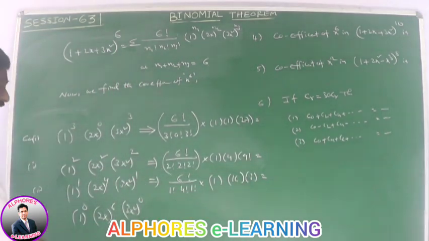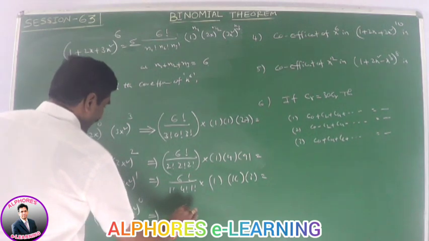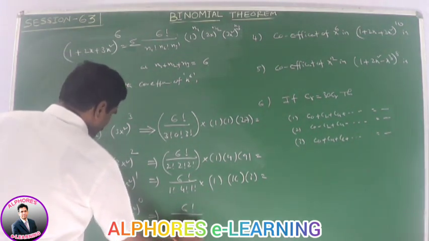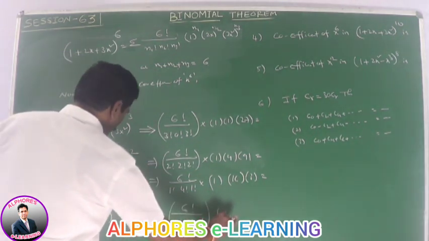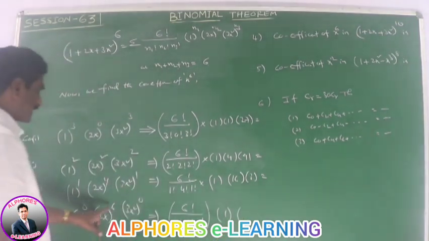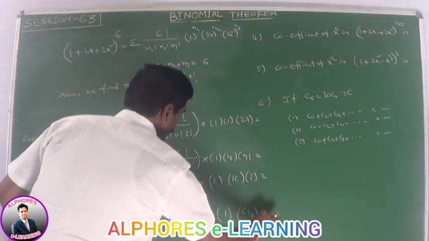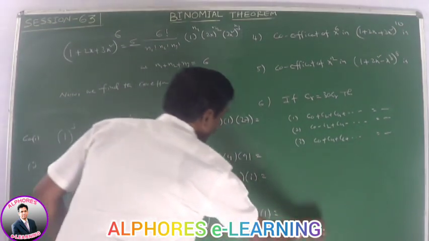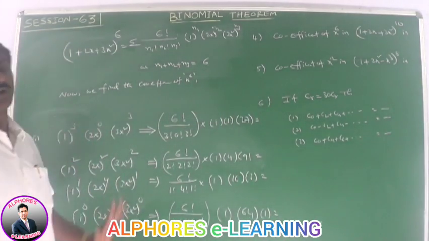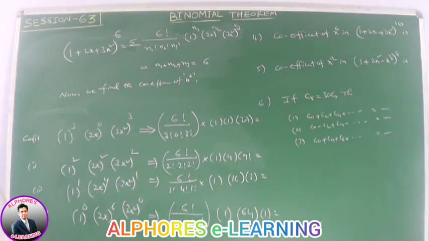So find this value. Next, 6 factorial by 0 factorial into 6 factorial into 0 factorial into 1 power 0 means 1, 2 power 6 means 64. 64 into 3 power 0 means 1. Find these values and add the sum of these values. It is nothing but the coefficient of x power 6. Very important. Please note this value.